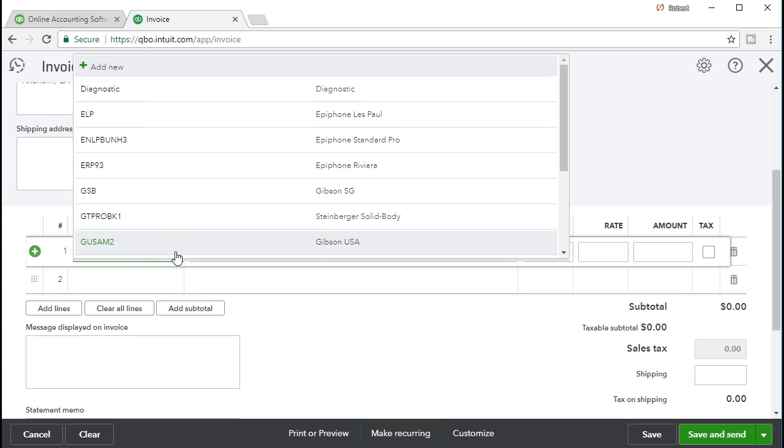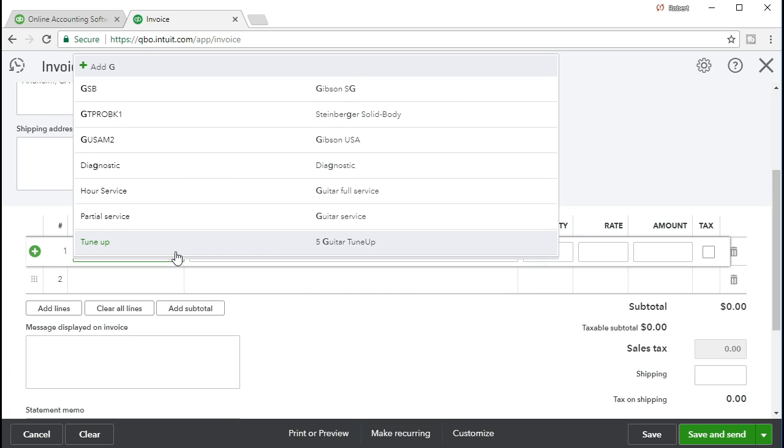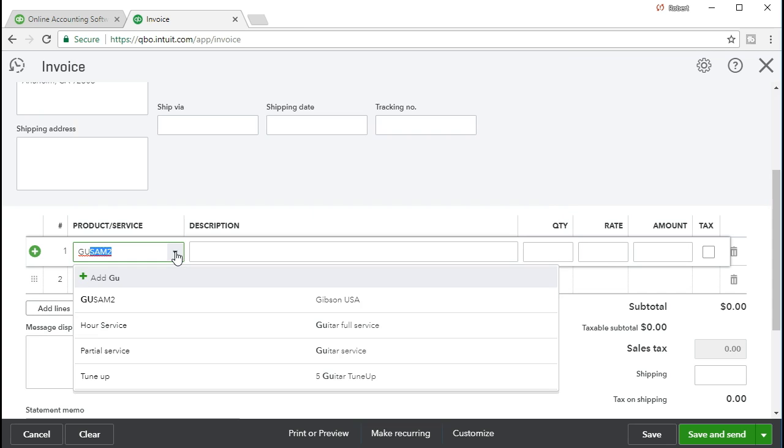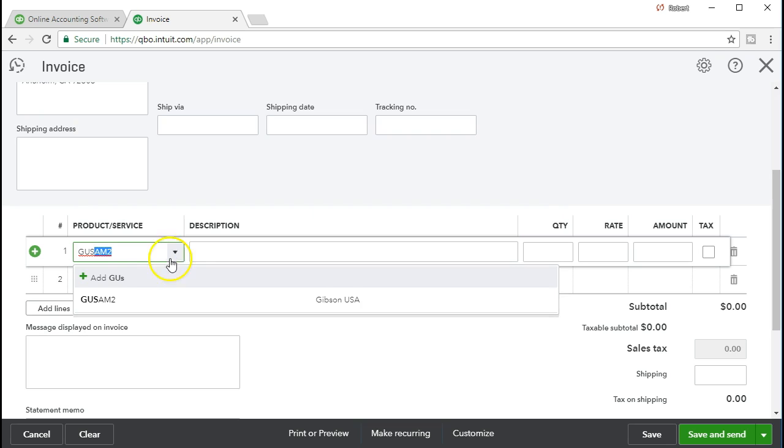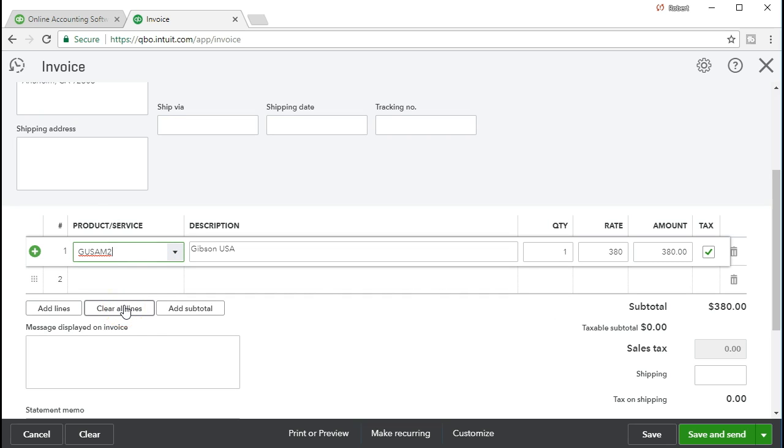We could do so by the drop down. These are going to be for us guitars. These are going to be types of guitars that we have in the store. So we're going to type in GUS. That'll auto-populate. This is the one we want. There we go. It's selected. We have that. The description is going to be showing up automatically.